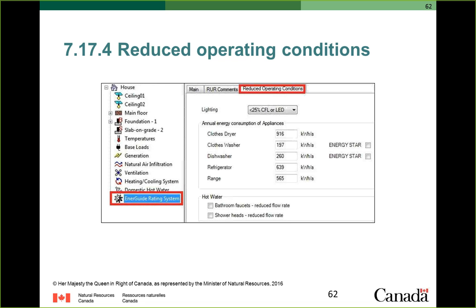Reductions may be applied to lighting based on the percentage of CFLs or LEDs in the house, actual appliance energy consumption for the 5 appliances listed, hot water savings for an ENERGY STAR certified clothes washer and dishwasher, and hot water savings for reduced water consumption due to bathroom faucets and shower heads with a reduced flow rate.